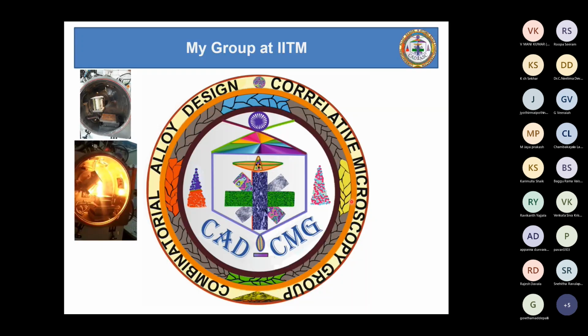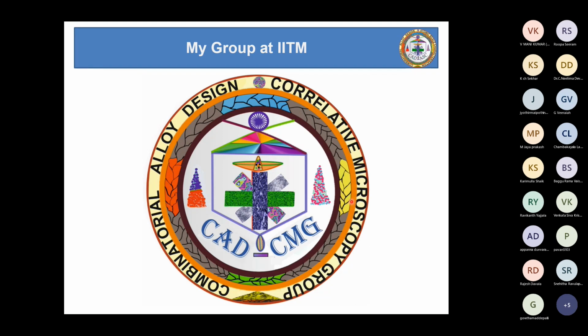As you see from this slide, I briefly introduced my group. We do two kinds of activities, as Dr. Srinivas introduced. On the one hand, we do what is called combinatorial alloy design, where we produce new materials at both the micrometer scale and the nanometer scale. And on the other hand, we do what is called correlative microscopy.